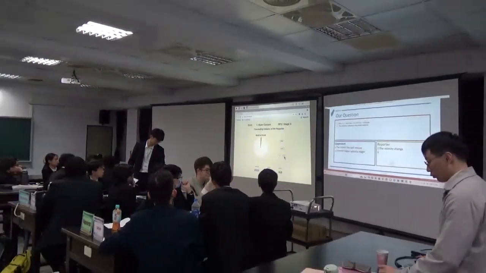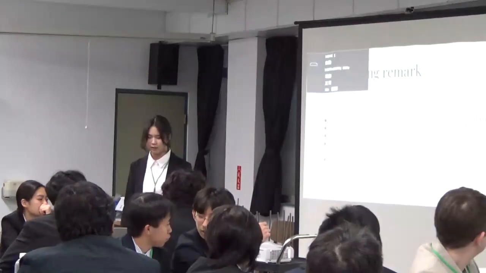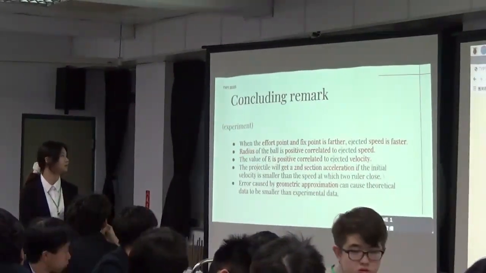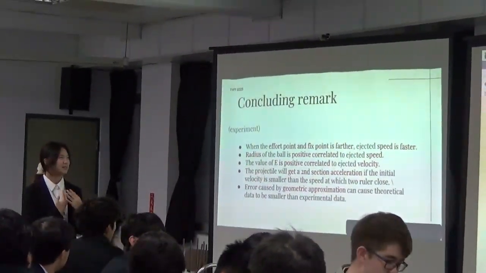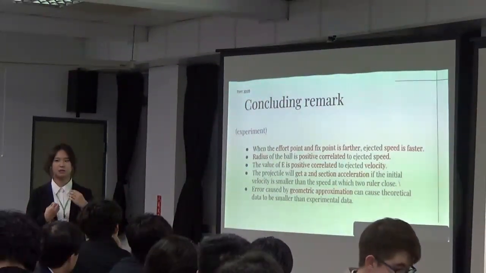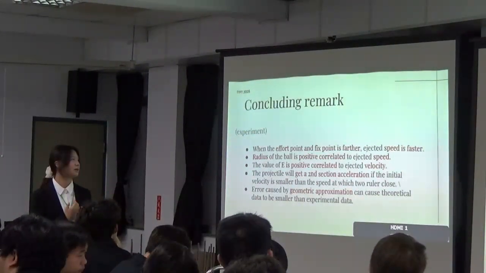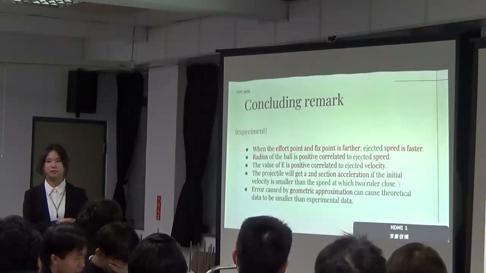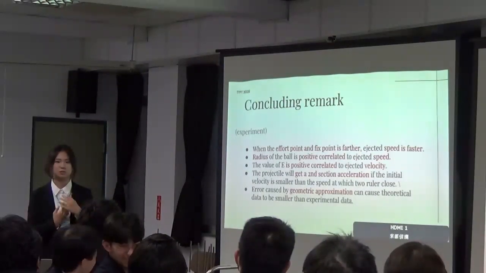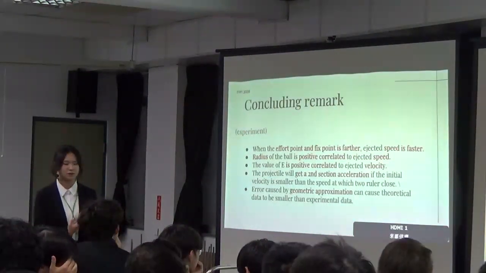Okay. Reporter, summarize. Thank you to the opponent and reviewer. There's a concluding remark: in my experiment, the conclusion is that when the F point and the fixed point are further apart, and the radius of the projectile is larger, both are positively correlated to my projection speed, and also positively correlated to the Young's modulus. And there will be a two-section acceleration, which will only happen when the velocity is too small. And the geometric approximation will also cause error.